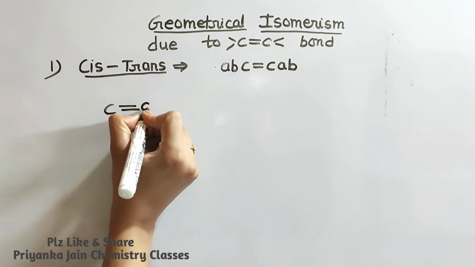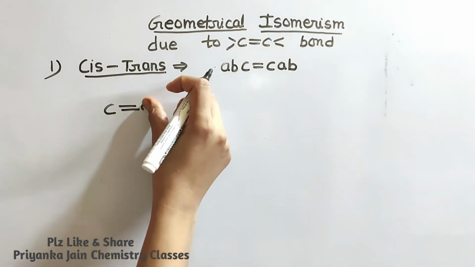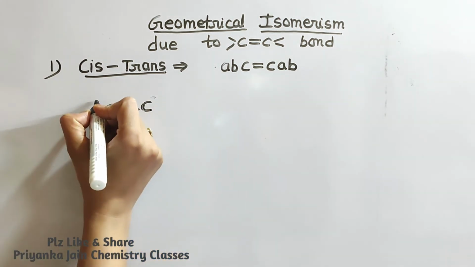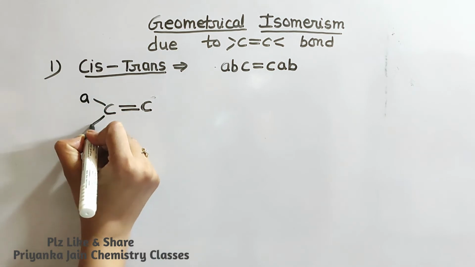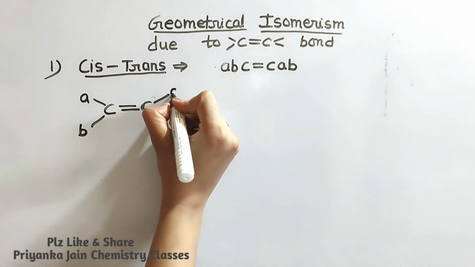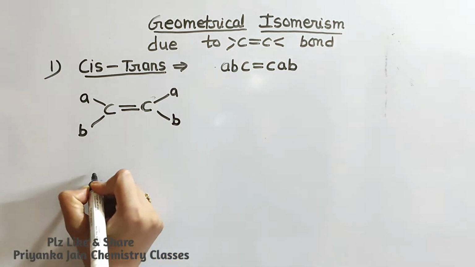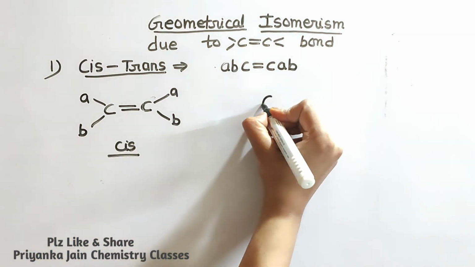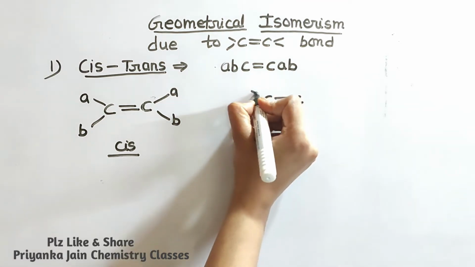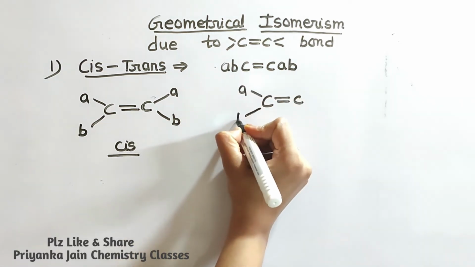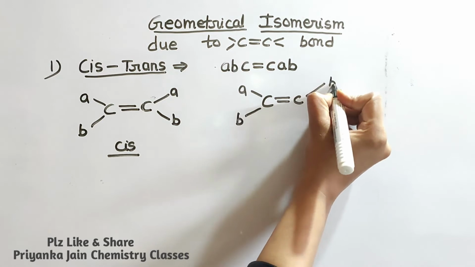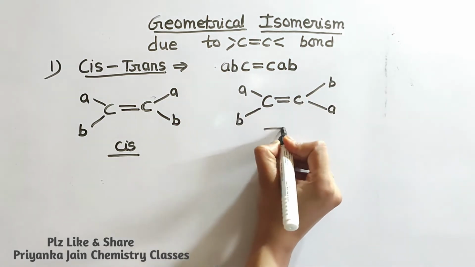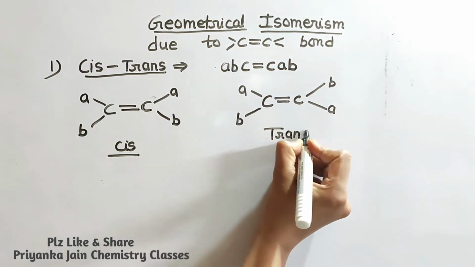Suppose this is the compound. If both the A groups are present on the same side, then this will be called the cis isomer. And if these are present on different sides in this manner, then this isomer is called the trans isomer.